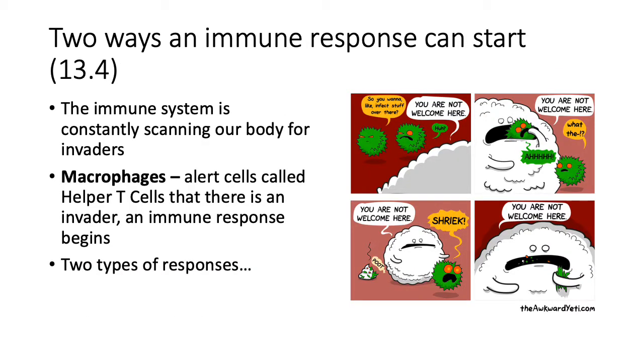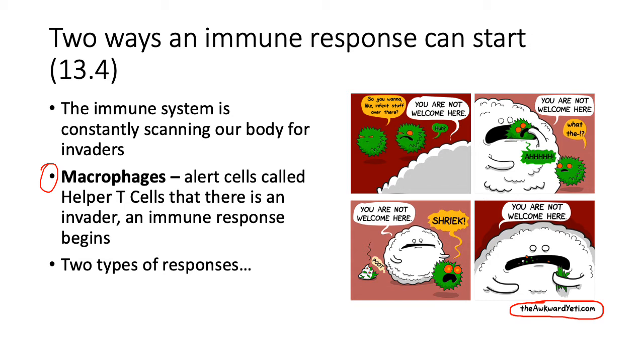Really, our immune system is constantly scanning our body for these foreign invaders. And there's another cell type that is responsible for performing the majority of the scanning, and that is the macrophages. The macrophage is shown in this funny comic here, and if you want some funny anatomy and physiology comics, check out the Awkward Yeti. They also have an Instagram, it's hilarious.